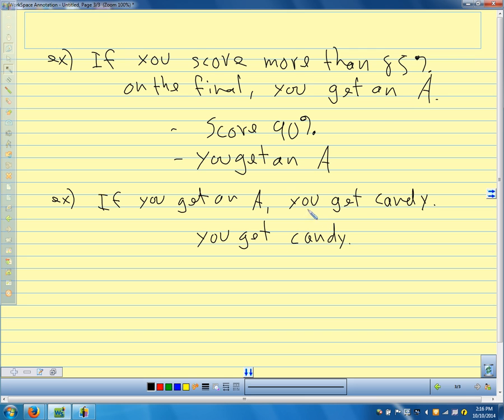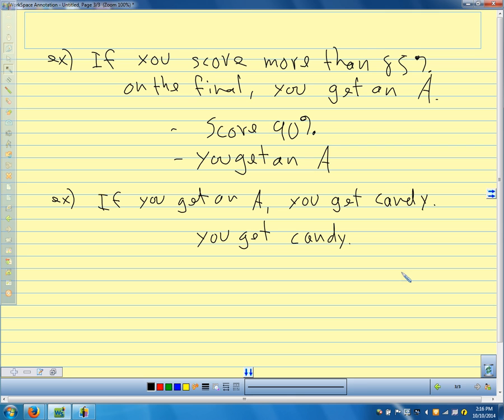Now I'm going to say you get an A. If you get an A, then you get candy. You get candy. Can you make the conclusion that you got an A? Is getting an A the only way you could get candy? No, the statement just says if you get an A, then you get candy. This is separate from the first one. This is all the information we have. So there's ways around the fact that you could have bought some. You could steal some. Your friend could have given you some.